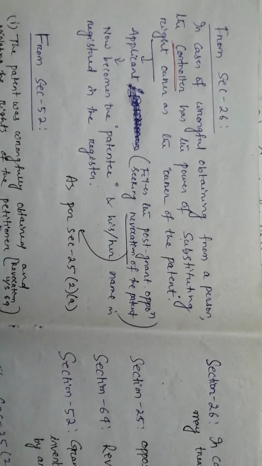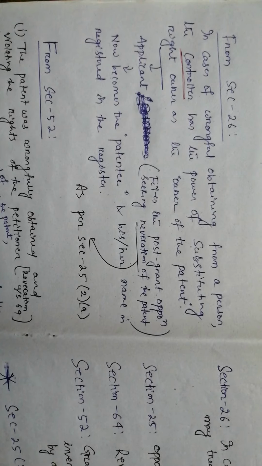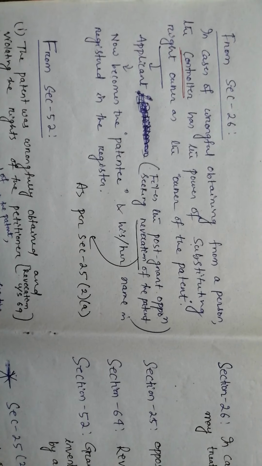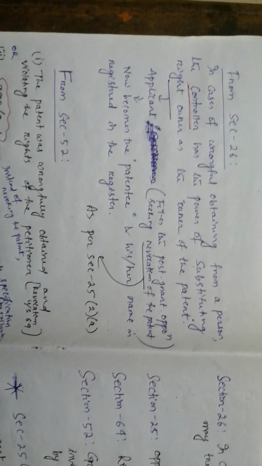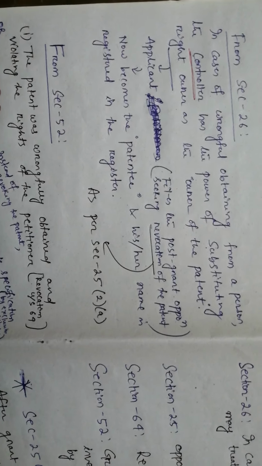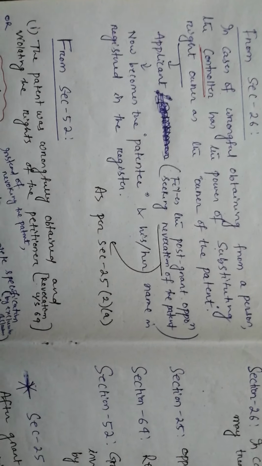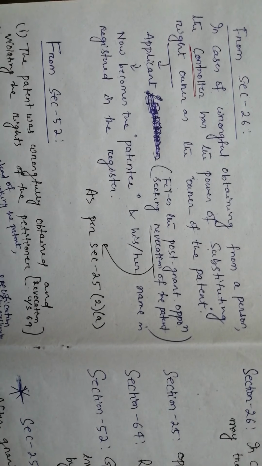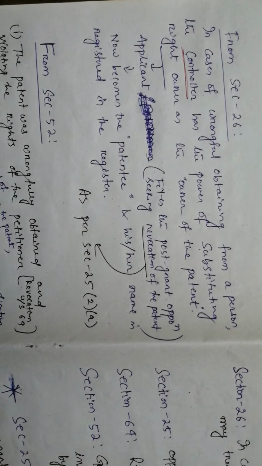In cases of wrongful obtaining from a person, the controller has the power of substituting the right owner as the owner of the patent. Here the right owner is the applicant, who files the post-grant opposition seeking revocation of the patent as per section 25(2)(a). And now the applicant becomes the patentee and her name is registered in the register. Fine.